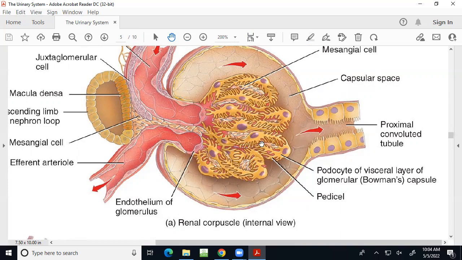These podocytes, which have little leg-like features called pedicels, prevent the big stuff from leaving the blood. Things like our red blood cells, our white blood cells, our platelets, our plasma proteins should not be leaving the blood. If you have any of those things in your urine, something's not correct.